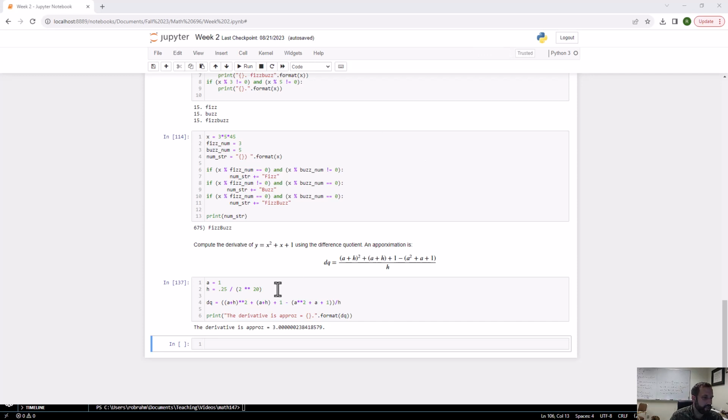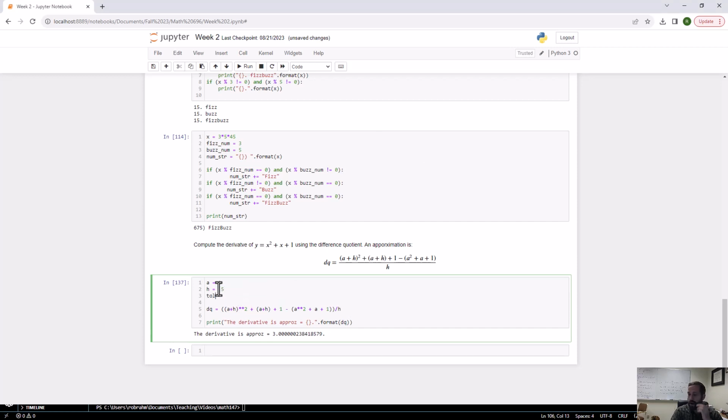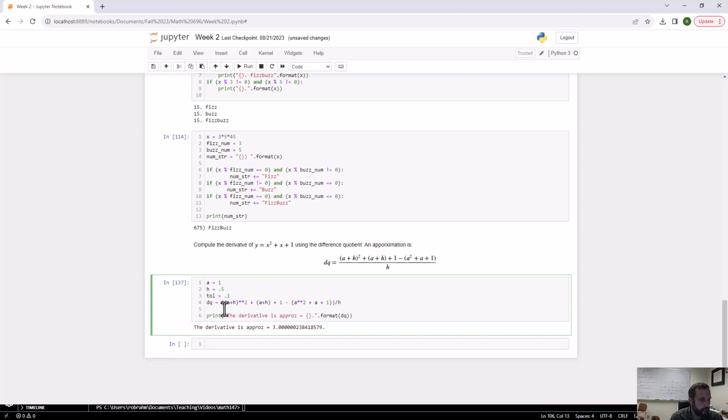Okay, so I'm going to introduce a new variable. I'm going to put h back to 0.5. I'm going to introduce a new variable here called tolerance. That's how close successive approximations are going to be. This is going to be equal to 0.1. And we're going to start off our difference quotient as being this. This is going to be our initial difference quotient.